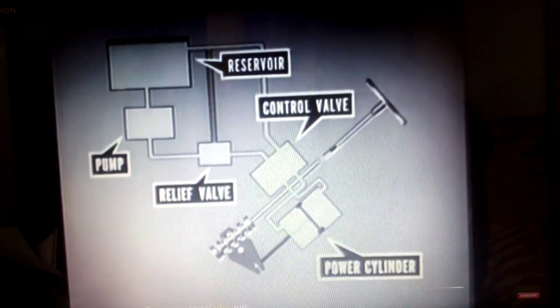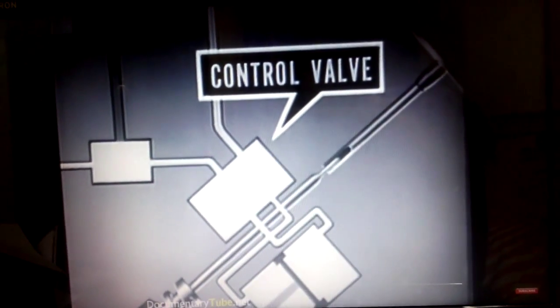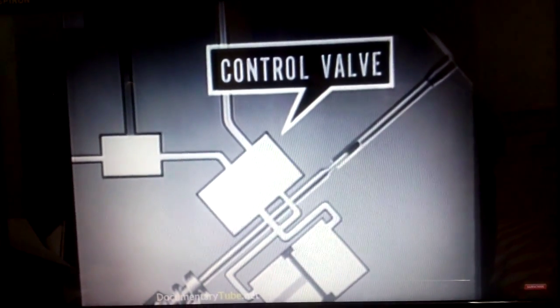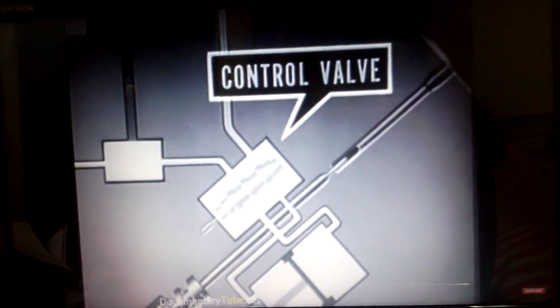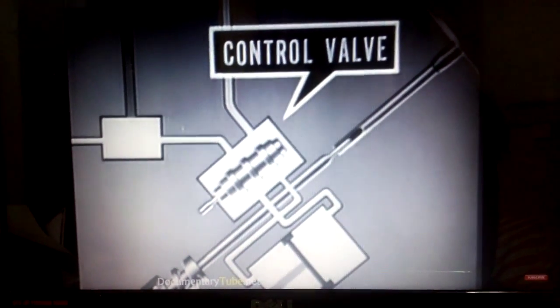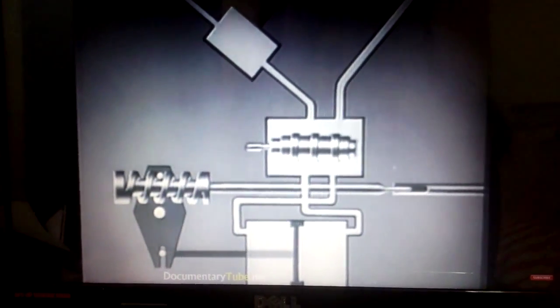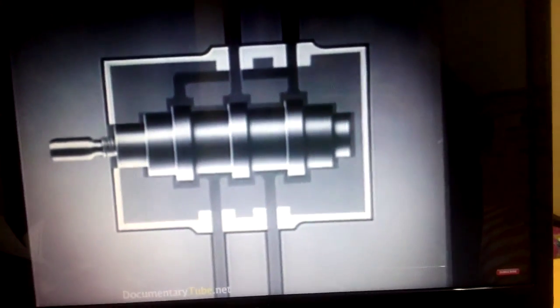Now the control valve is the heart of this hydraulic system, and we're going to do a detailed study about it because it is the valve which basically controls our steering. Now inside the control valve, there is a structure like this, a spool. Now we're going to do a detailed view of it. If we don't consider the fluid, the control valve would look like this. These are some of the pipes, and these are the other pipes moving to the power cylinder.